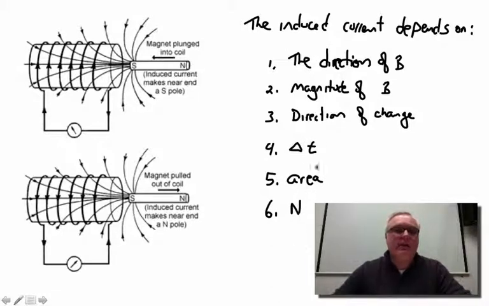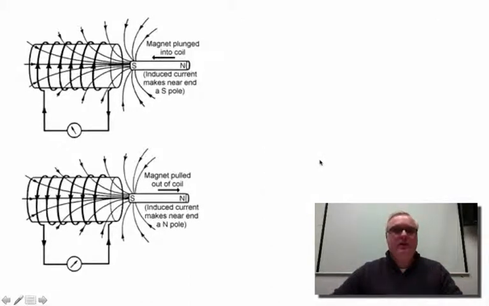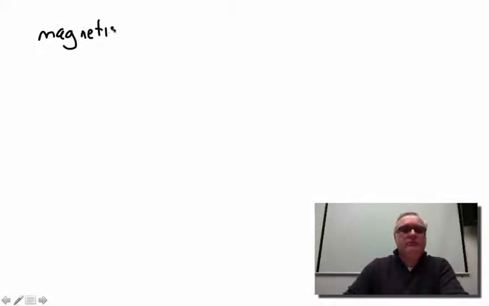So quite an extensive list of things that affect the amount of current in this solenoid. Faraday realized that he could combine a couple of these together. He basically invented a new quantity, and he called it magnetic flux. And the symbol we use for magnetic flux is the Greek letter phi.